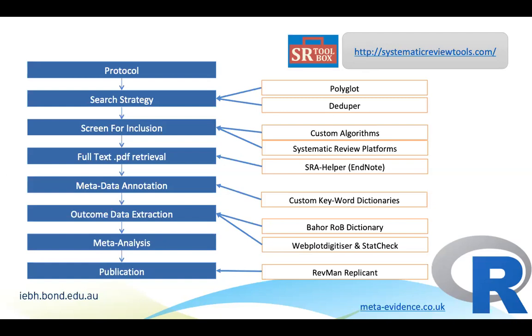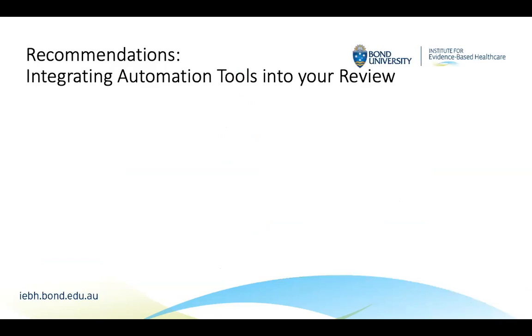So some of the things that I've learned from integrating these tools into my reviews, and people come to me and ask, oh, how do I use this tool, into many different types of reviews: animal, environmental, toxicology, clinical, etc. The first thing is to consider the size of your review. How many citations are you likely to retrieve at the search stage?